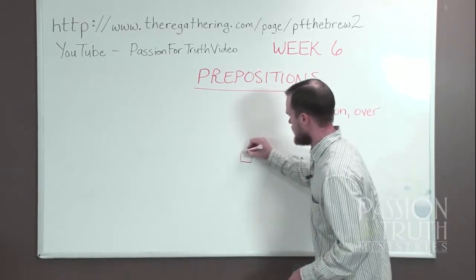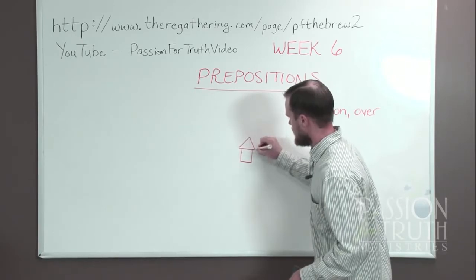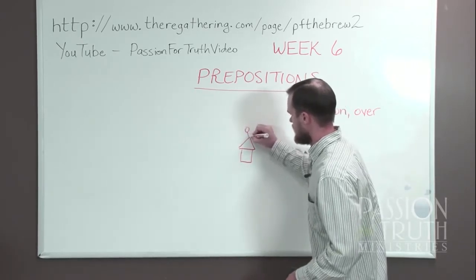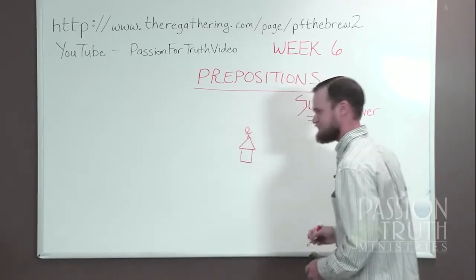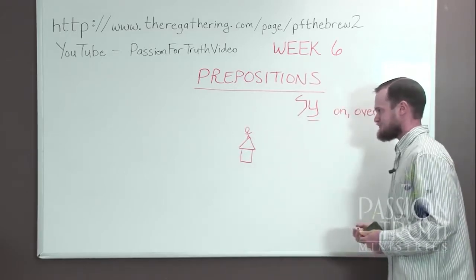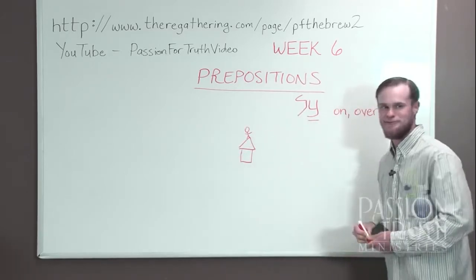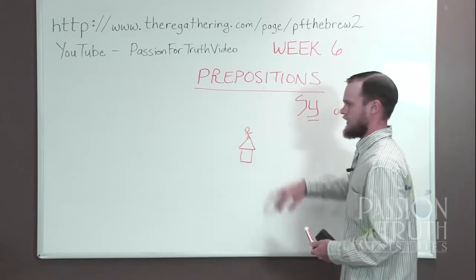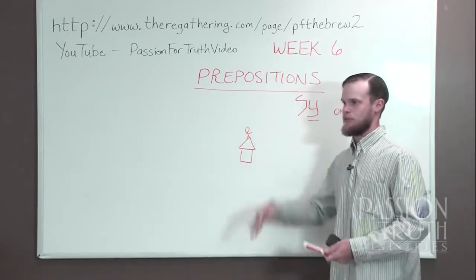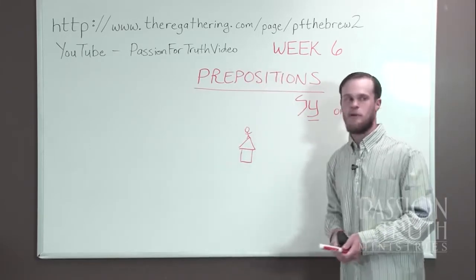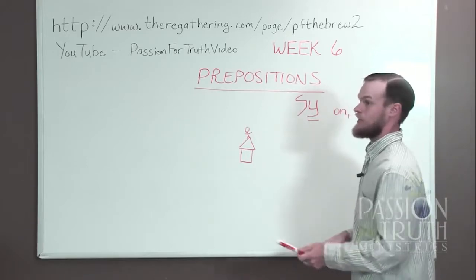The idea is, if we have a house here, and a man on the house, this is the idea of al. On top of. Now he could be levitating over the house, he could be standing directly on the house, as long as he's vertically above it. He is al the house.